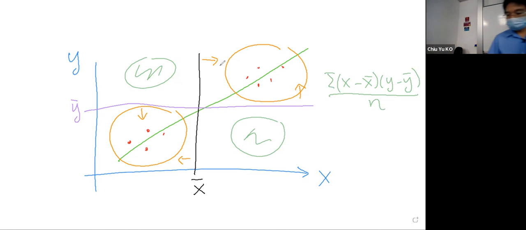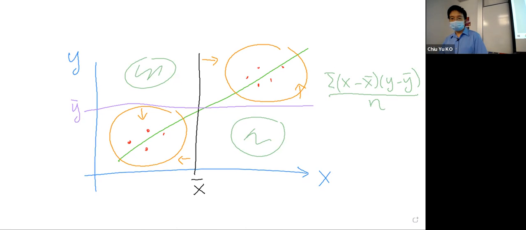When you are in this green area, this is negative. Okay. So this covariance is measuring whether the data is more likely in the orange area or the green area. Is that clear what's going on here? Okay. So I hope that shouldn't be an issue.